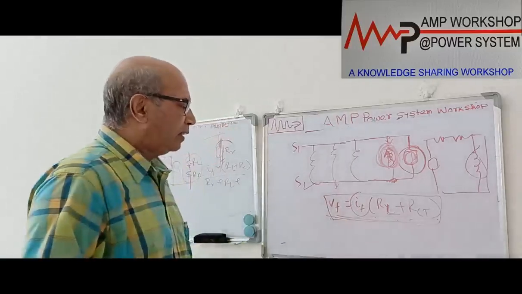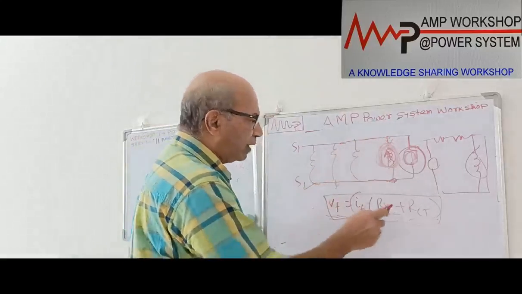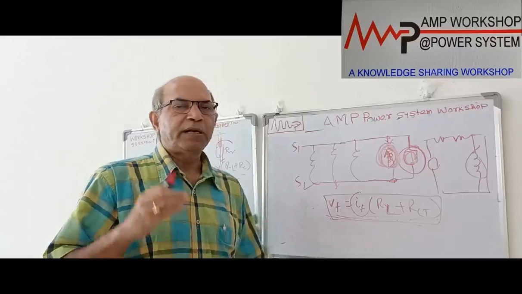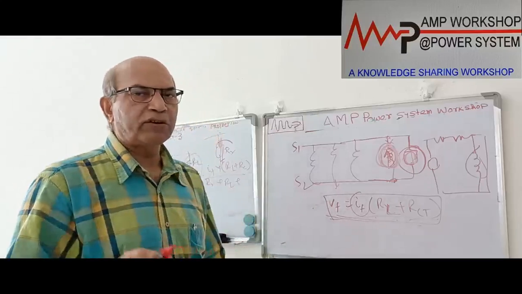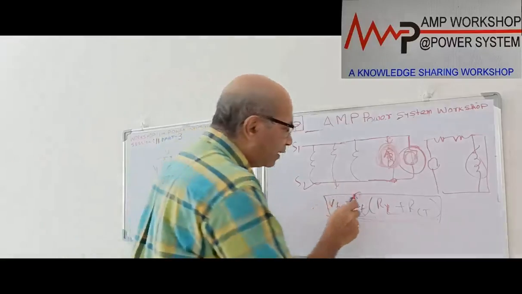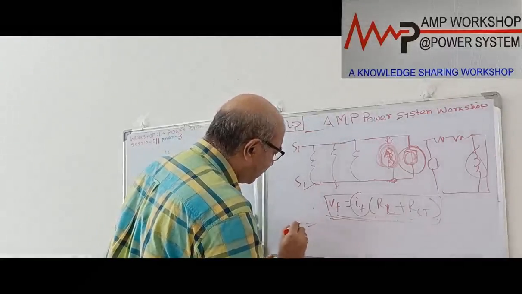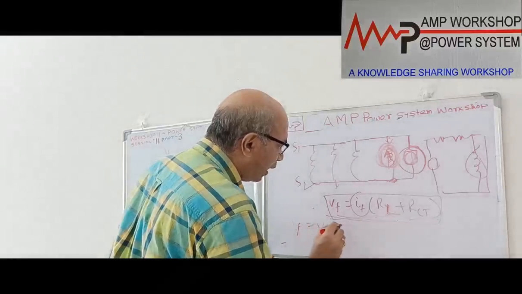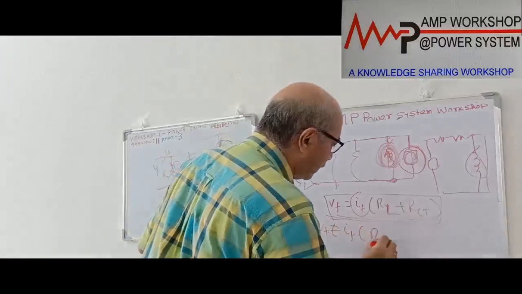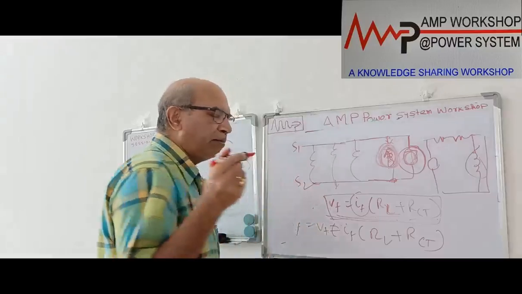If this is the case, then this VF, the voltage across the relay, is the maximum voltage that can come during CT saturation. That is the abnormal condition when the system is healthy, but due to an outside fault the CT gets saturated, or due to CT mismatch or any external fault, this is the maximum voltage that can come to the relay. So the relay setting VS will be equal to VF, that is IF into RL plus RCT, the real resistance of the CT plus the CT lead resistance. Once we calculate this value, that will be the relay setting.